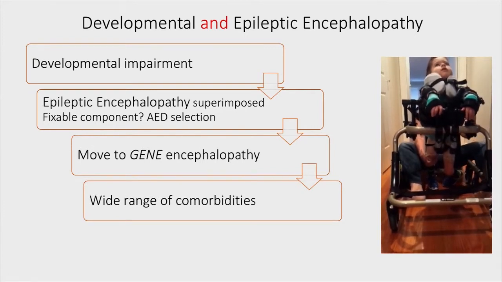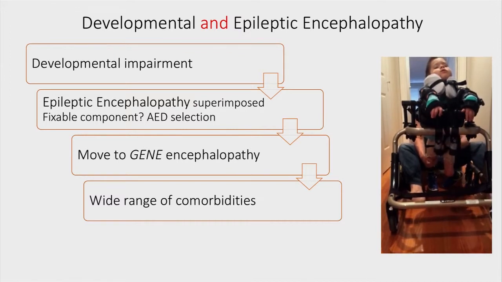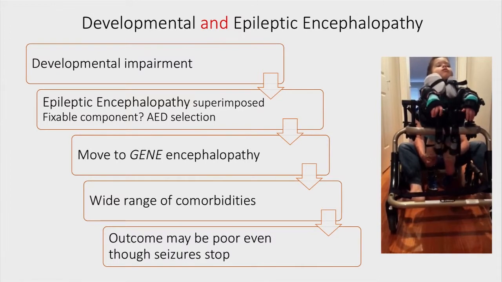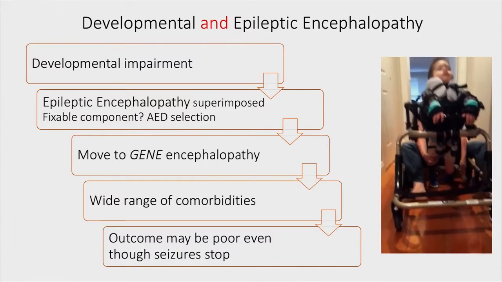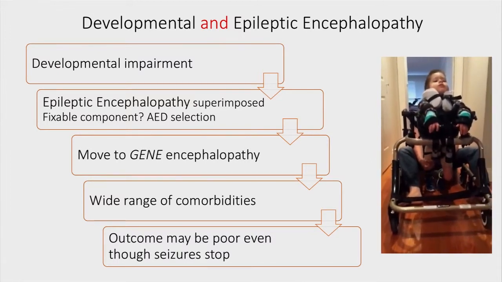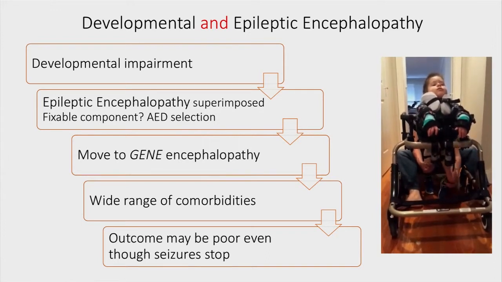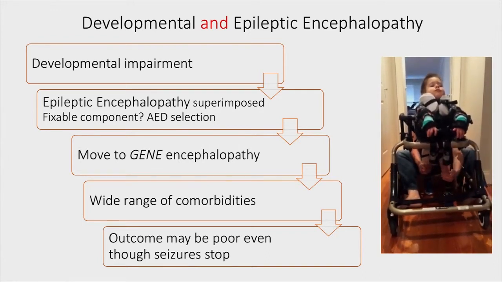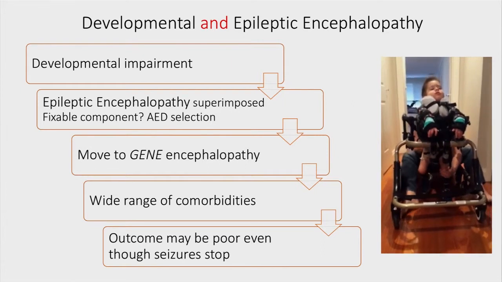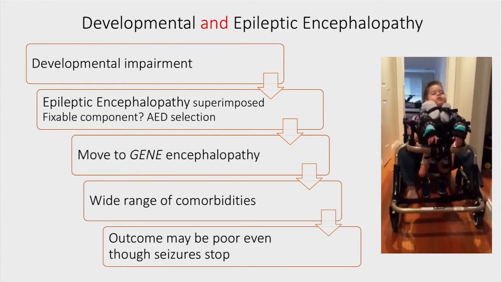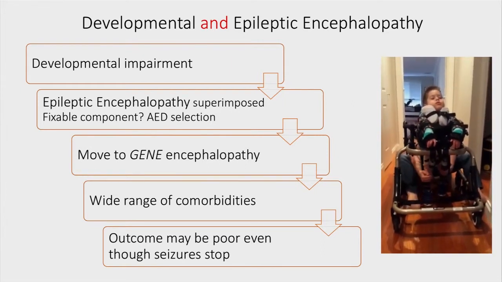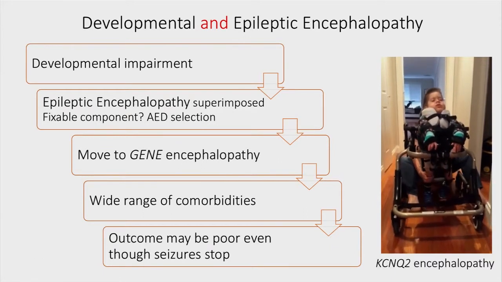And a lot of these diseases have a range of comorbidities, so it's not just about the epilepsy, and I'm going to return to that a bit later. And this little boy in the picture, he has got KCNQ2, and you can see he's got very severe impairment at the age of 4, even though at 2 his seizures stopped. So it's not just about the seizures, it's about the gene that's affecting your development.